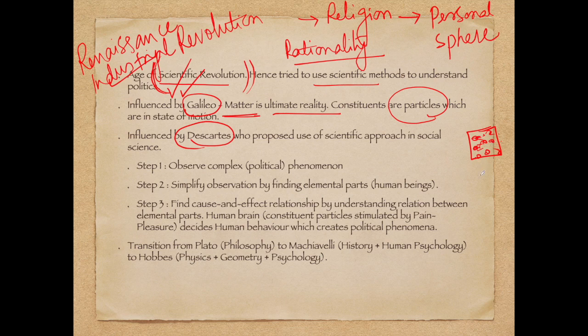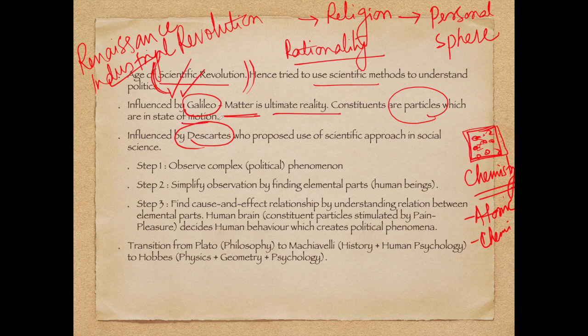So all those people who have read chemistry, you must have come across the analysis of atomic structure and chemical bonding. Okay, atomic structure, chemical bonding, and these chapters. What Galileo proposed was actually one of the starting points for this kind of scientific analysis, that matter is constituted by particles which are in a state of motion.